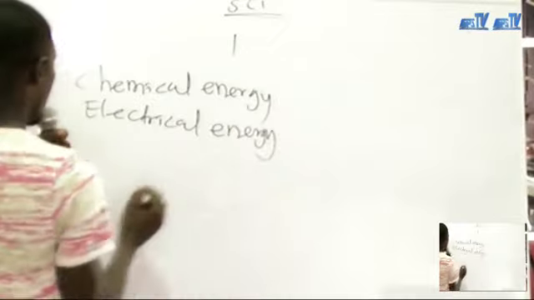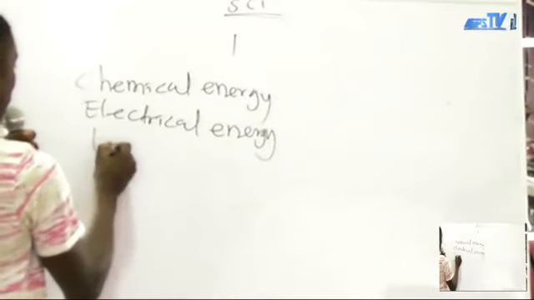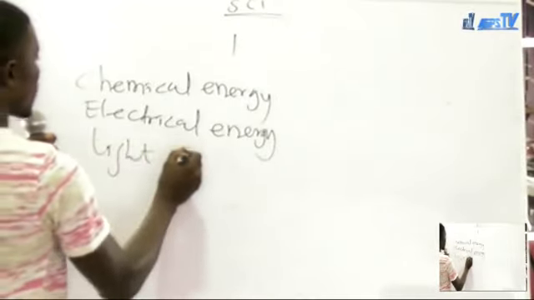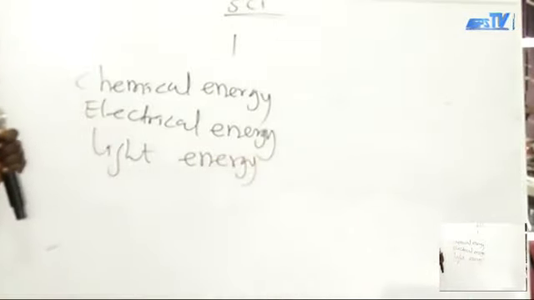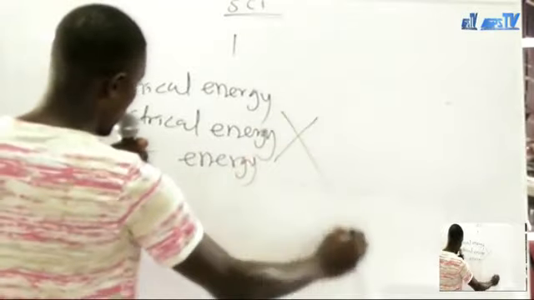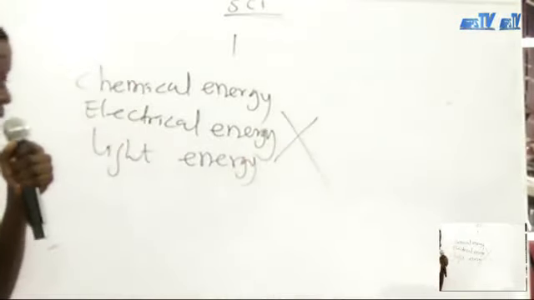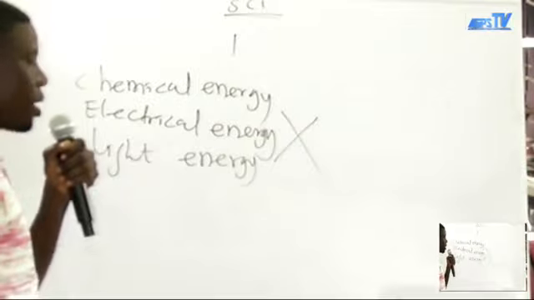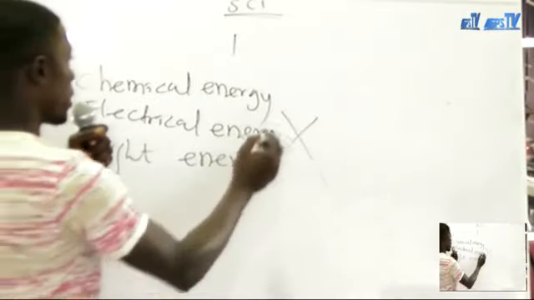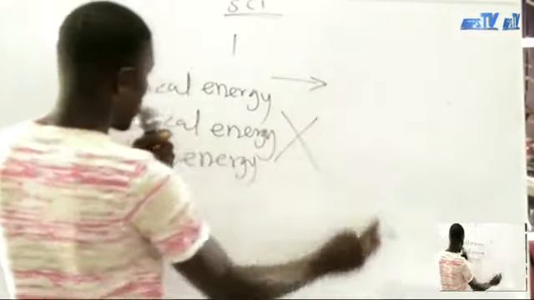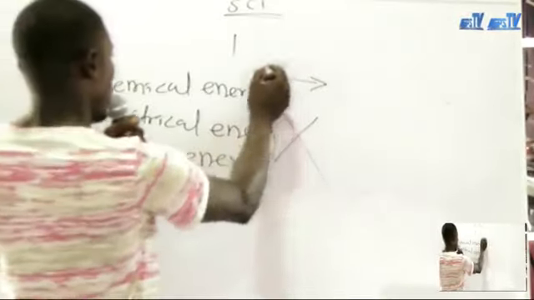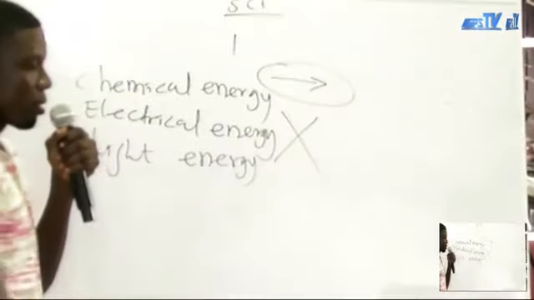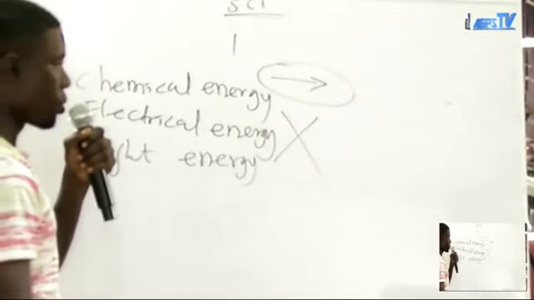Electrical energy, then you go to light energy. This one is wrong. This is not energy transformation. This procedure is wrong. We normally use an arrow like this. This one is very important. Take note of that. It is very important. Take note of that.